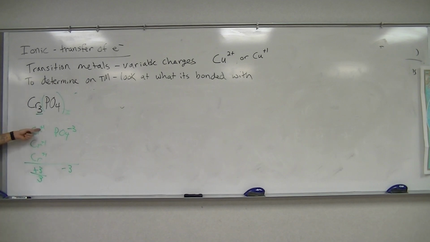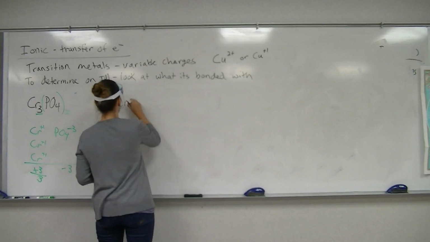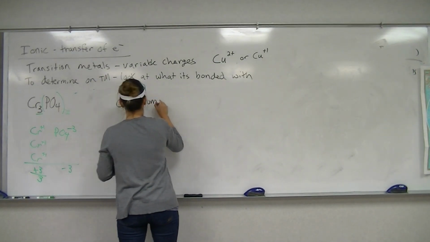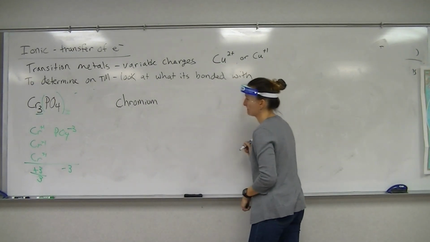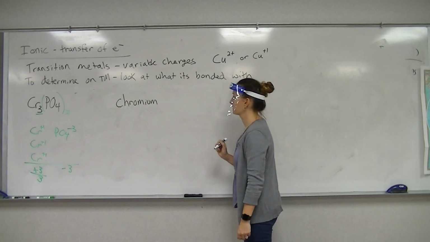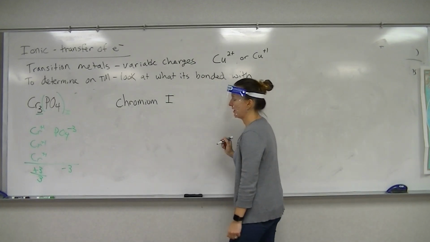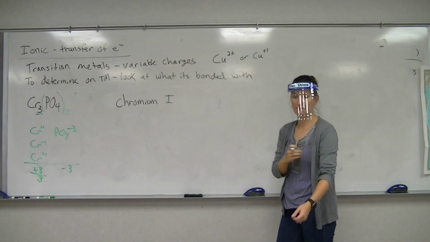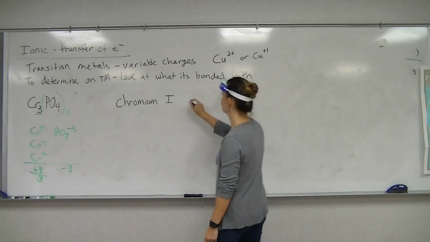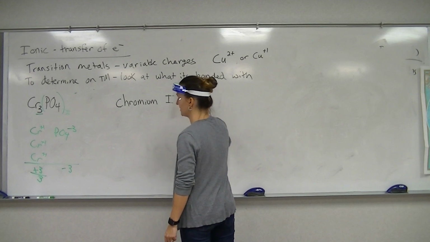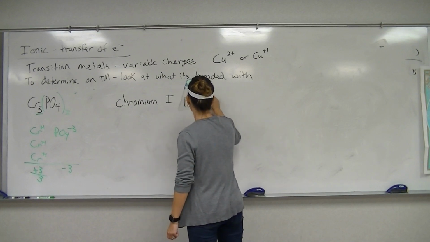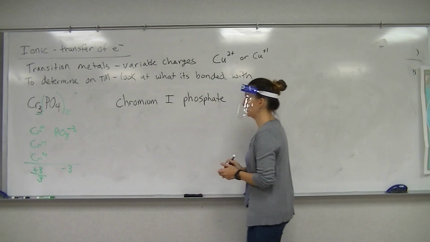Now that I know the charge, that's my Roman numeral when I write the name. So, chromium, Roman numeral 1. And then what's PO4? What's the name of that? So you look at the polyatomic table to figure that out, and it's phosphate, A-T-E ending.